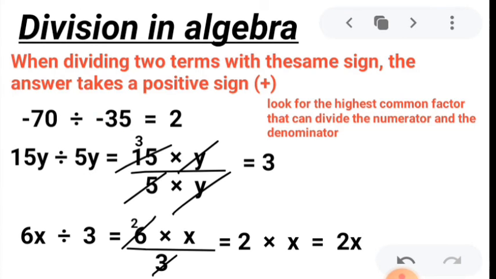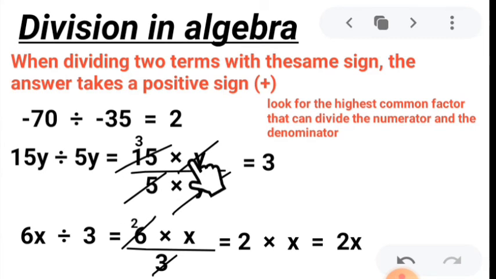Now we want to look at division in algebra. When dividing two terms with the same sign, the answer takes a positive sign. For example, minus 70 divided by minus 35. Because the terms have the same sign, the answer becomes positive. We also look for the highest common factor in this case. For example, we have 15y divided by 5y.